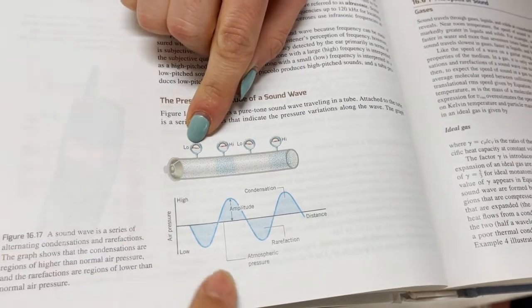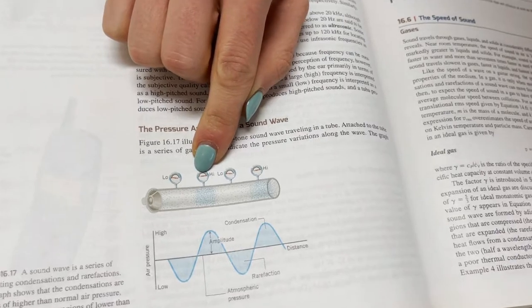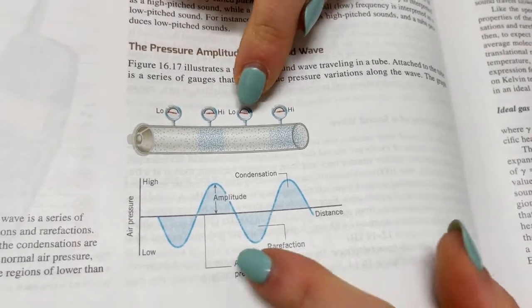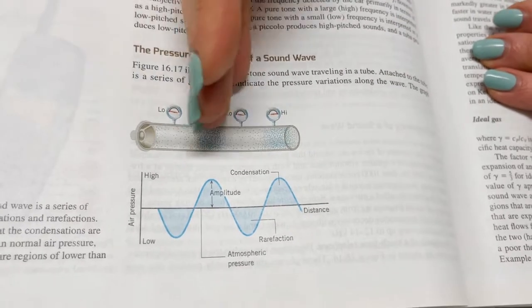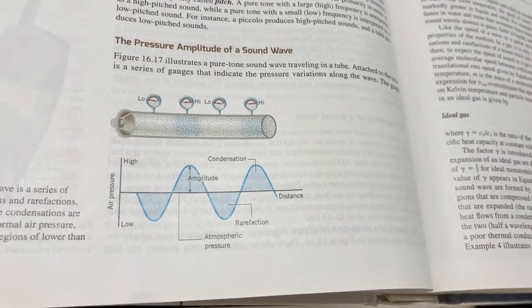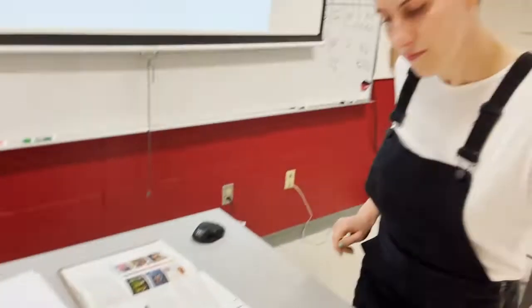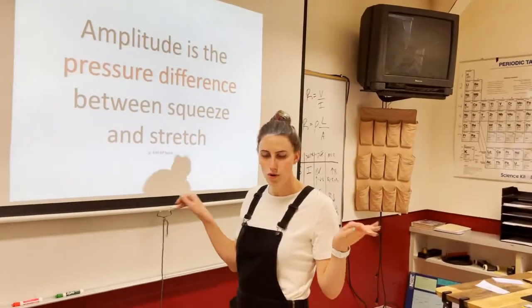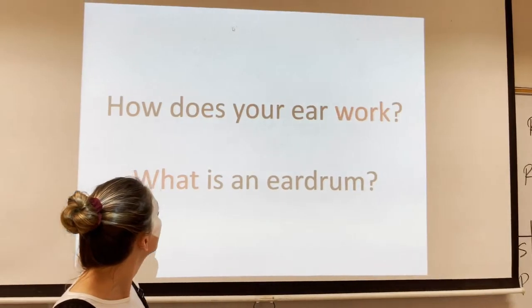When it's stretched, low pressure. When it's squeezed, high pressure. Again, low pressure, high pressure. The wave travels, but the particles are just getting squeezed and stretched back and forth. So amplitude would be the maximum displacement from equilibrium. Equilibrium is when it's quiet and it's just room pressure, atmospheric pressure.